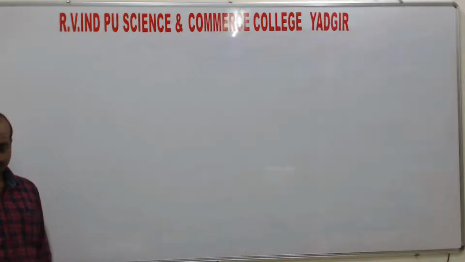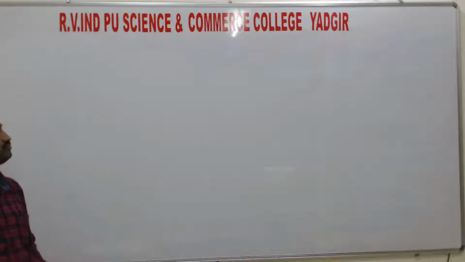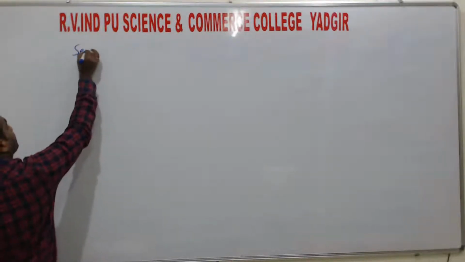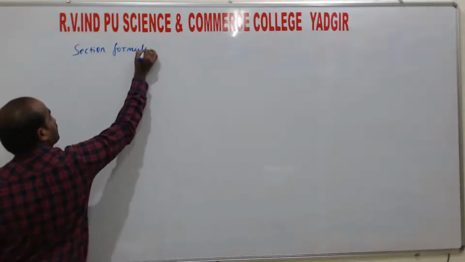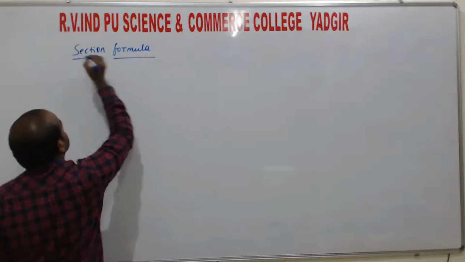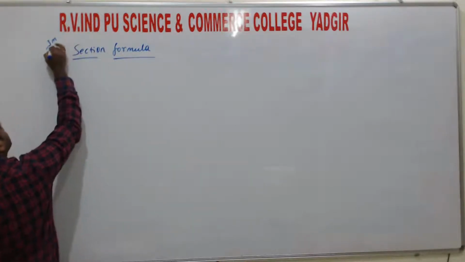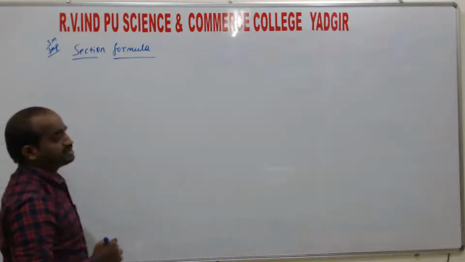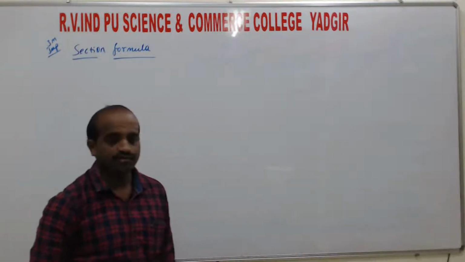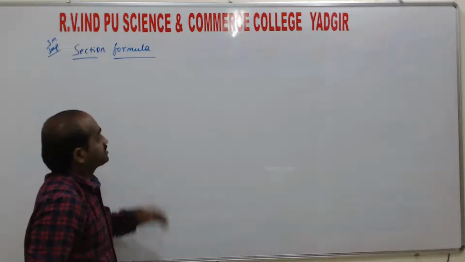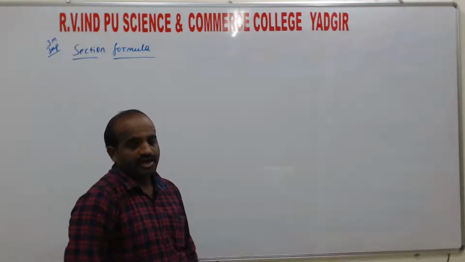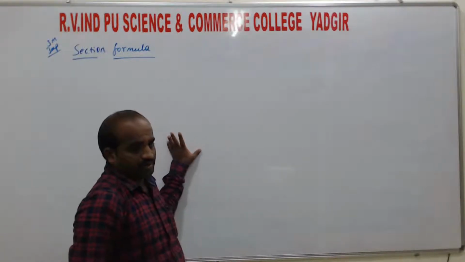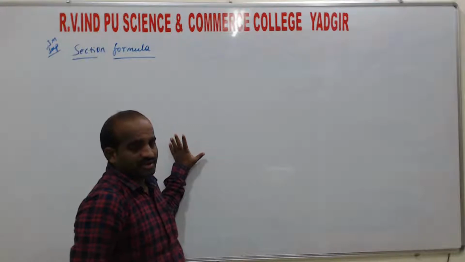Next is section formula. Three marks important. This one is very important in 3 marks. Already you have studied section formula in first year class. In 3-dimension geometry, section formula has internal division and external division.